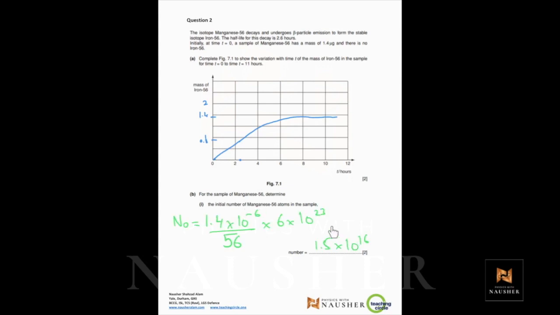Now this part, the answer is 1.5 in 10 to the power 16. And how do you do it? You use the formula for calculating the number of moles, which is mass over the MR. The mass is 1.4 into 10 to the power minus 6. It's given over here. Divided by the MR, which is 56, you get the number of moles. Number of moles into Avogadro's number would give you the number of particles that you have, or the initial number of atoms that you have.